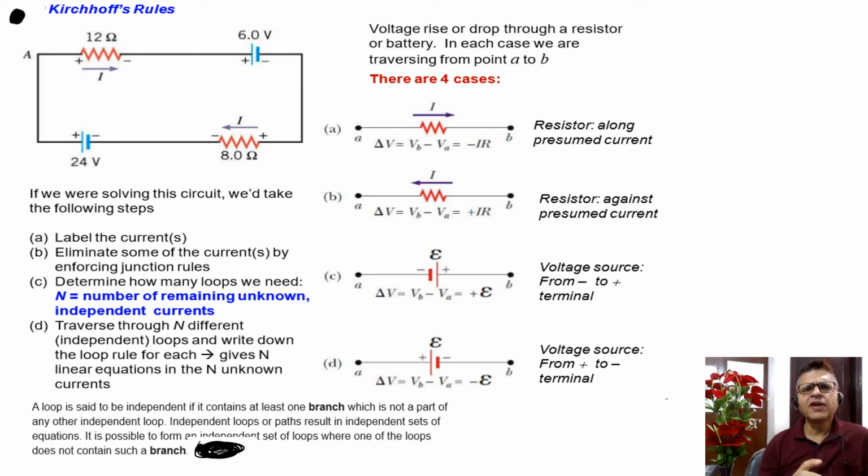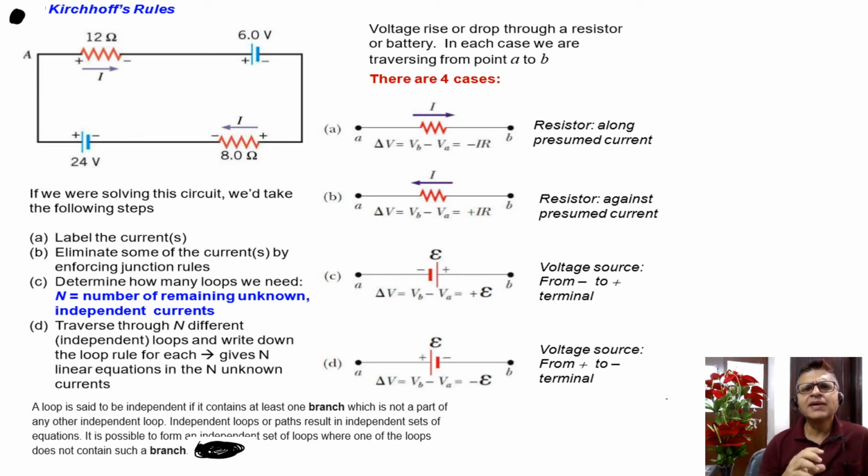So be very careful when you apply Kirchoff's voltage law on the loops, and make the loops independent of each other. Do not include the same loop again and again. If you have already selected 2, try and select another loop which has some resistor or a battery which is over and above what you have already selected in the first 2 loops.